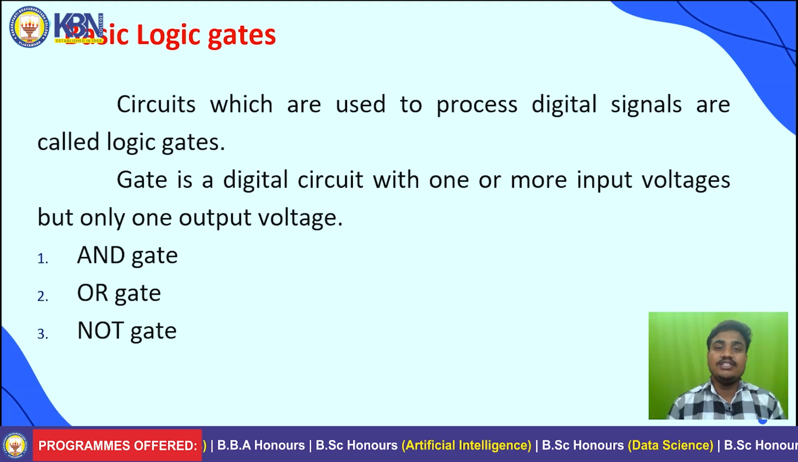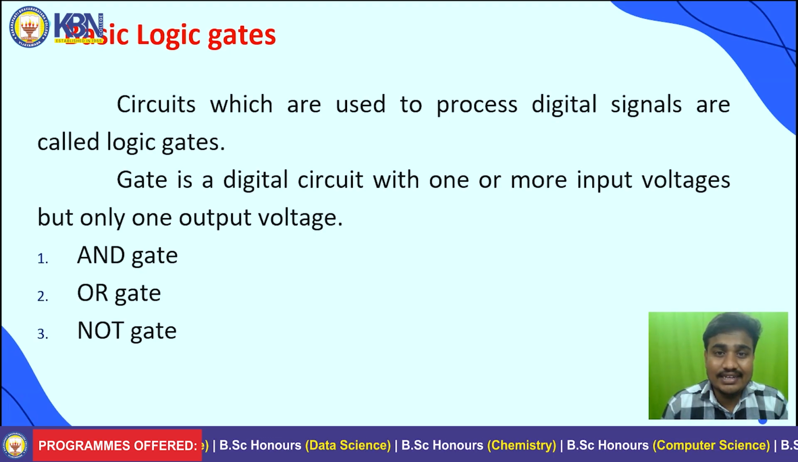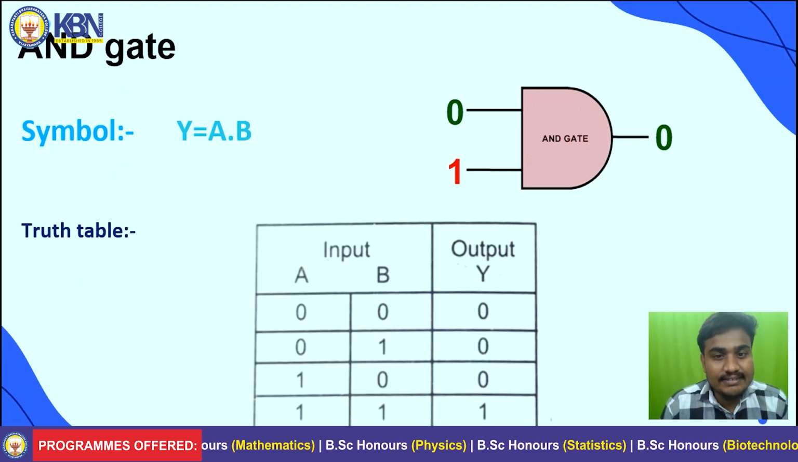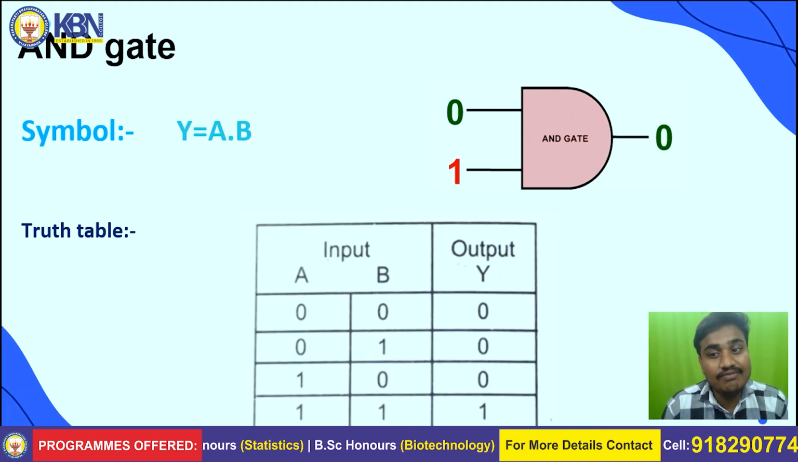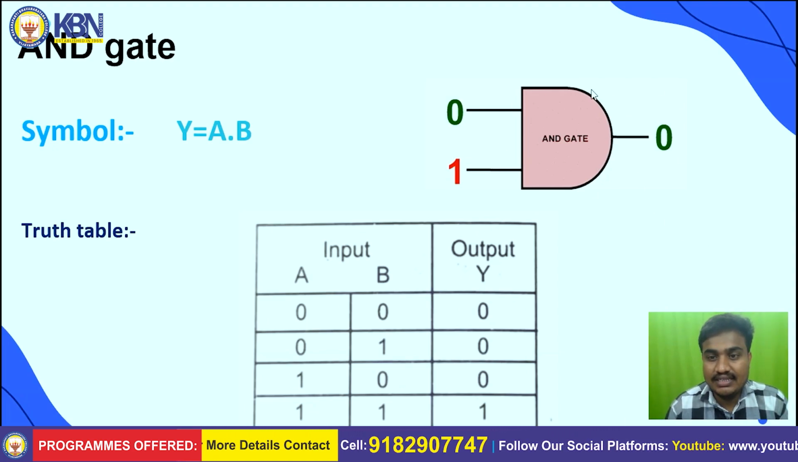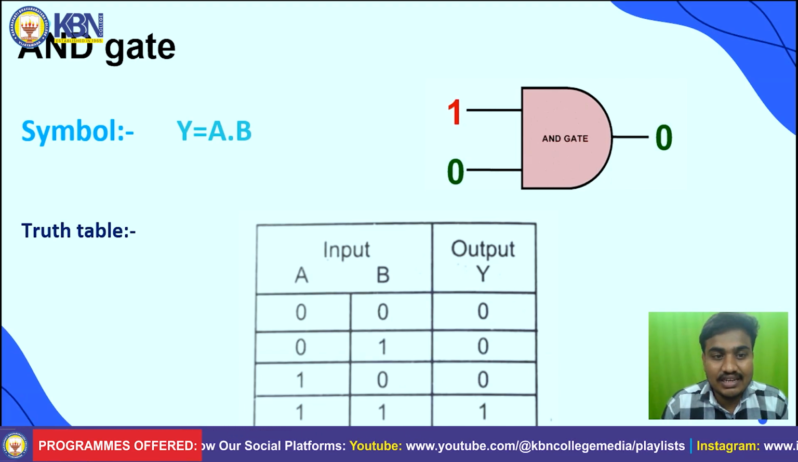The three basic logic gates in digital electronics which are used for mathematical operations are AND gate, OR gate and NOT gate. Now we are going to see the symbol, the truth table, and the operation that each gate does. The AND gate will have two or more inputs, but only one output. It is represented with the symbol here, somewhat like the letter D. It performs the mathematical operation dot, or product.